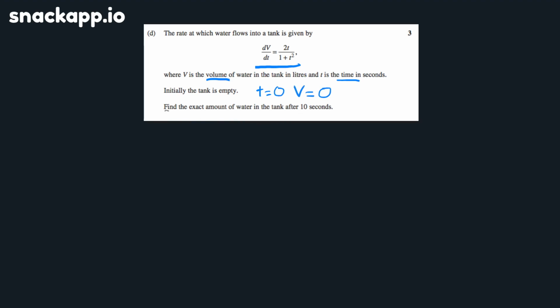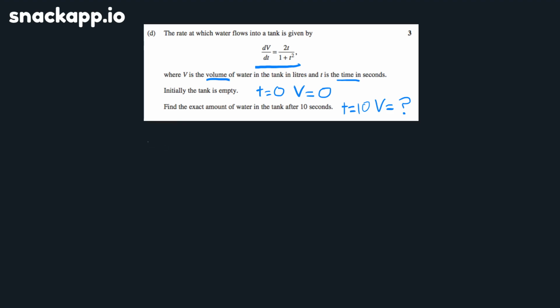The question they're asking us is, when t equals 10, what does V equal? That's what the final answer has to solve. What is V when t is 10? Because we've been given a rate that describes the change in volume, if we integrate that rate, we'll get the volume itself. So dV/dt integrated is just V, and that's what we're looking for. Let's give that a go.